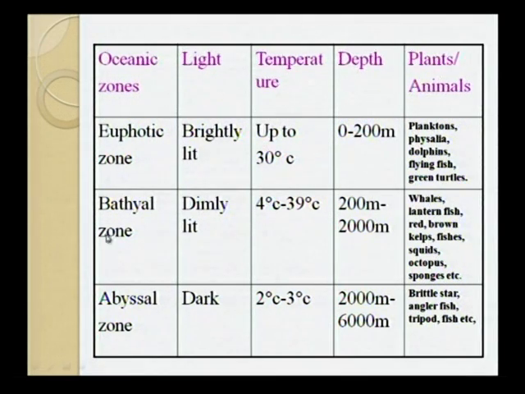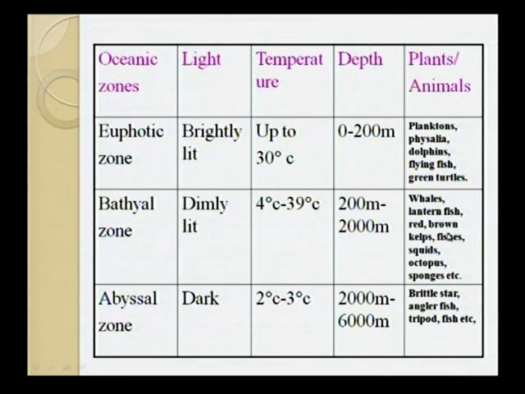So coming to the second zone, it is the bathyal zone. So friends, what about the light in this bathyal zone? It is dimly lit, okay? It is dimly lit. And what about the temperature? It is 4 degrees Celsius to 39 degrees Celsius. Do you get it? Okay, let us see the depth. So the depth is 200 meters to 2000 meters.